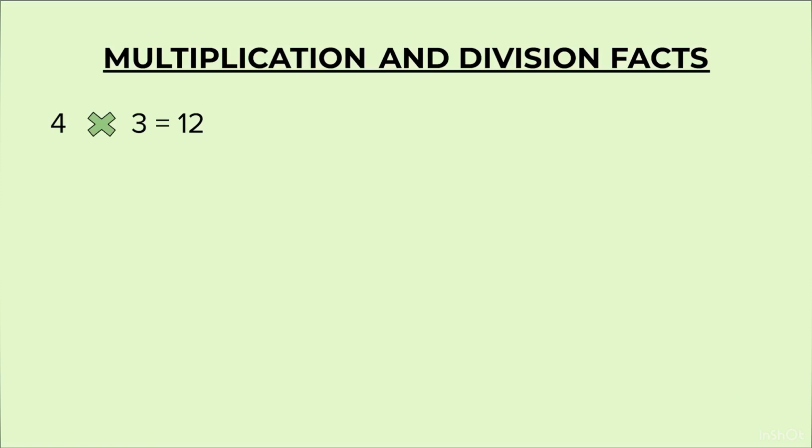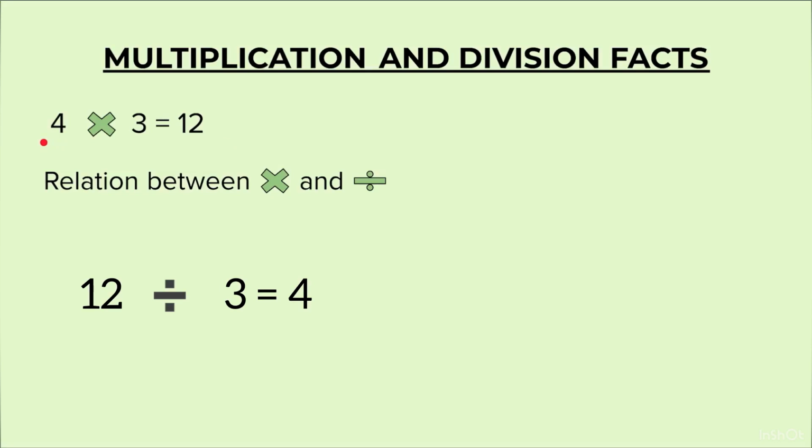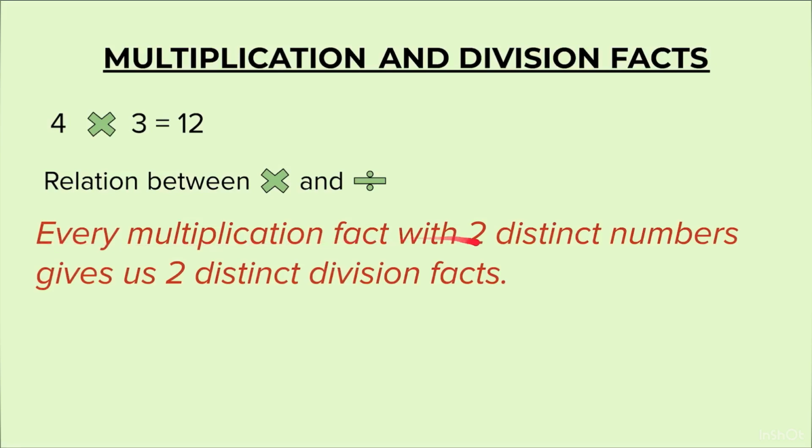Here the example taken is 4 into 3 is equal to 12. Now to see the relationship between multiplication and division, we can write 12 divided by 3 is equal to 4 and 12 divided by 4 is equal to 3. Every multiplication fact with two distinct numbers gives us two distinct division facts. 12 divided by 3 is equal to 4. 12 divided by 4 is equal to 3.